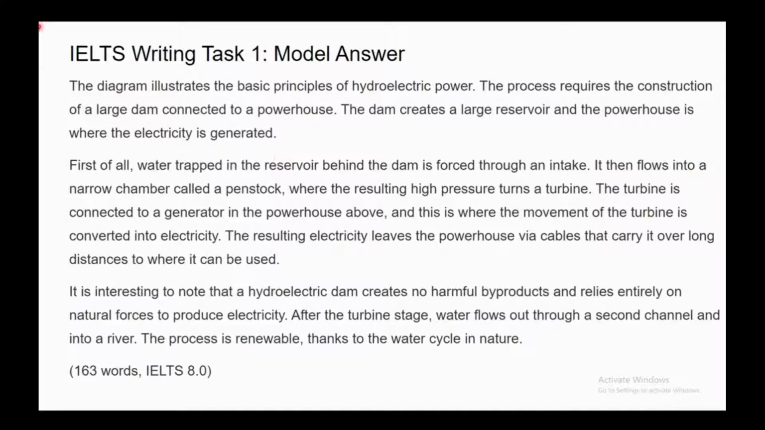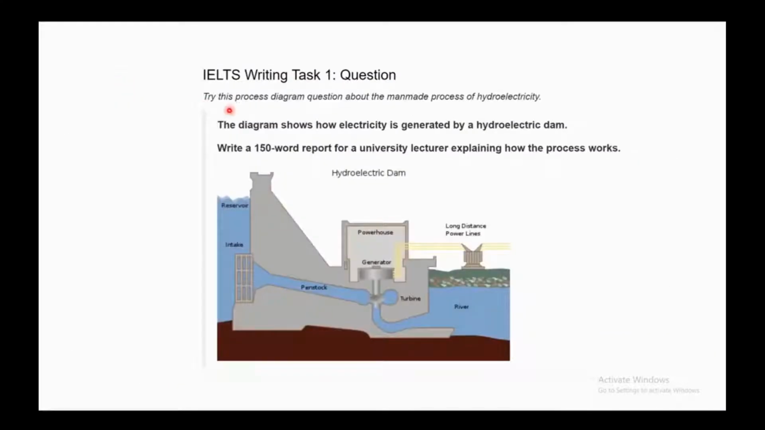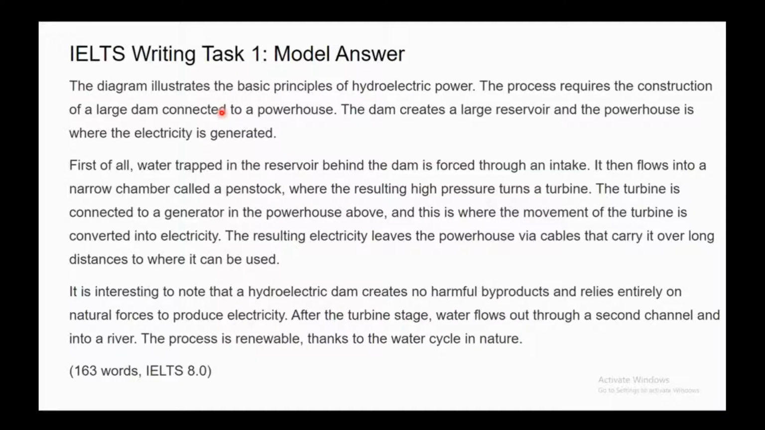This is how you will write, and this answer got IELTS 8 bands. Amazing. Just write in this way, as has been shown to you there. So this was the question and this is the answer. Now read all these lines and see how simple the answer is, and you can easily write these sorts of lines.